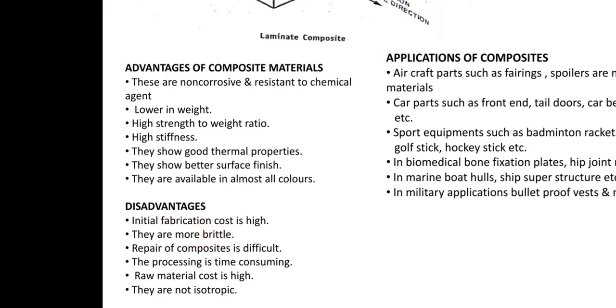Isotropic means what? The property of the material in the X direction is different. Again, the property in the Y direction is different. It means their properties in all the directions are not the same. That means they are not isotropic.